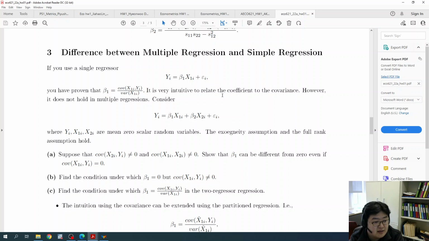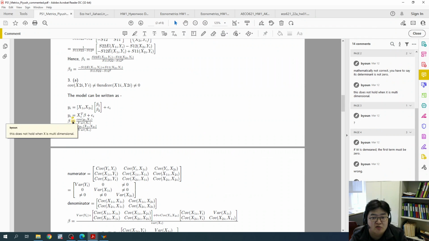One of the key points here is that many students seem to just memorize this formula, but this is not correct for multiple regression. That's the point. Exactly, that's the mistake by Piyushi here. Starting from here, he gets to a very complicated algebra because the formula is wrong. If you have more than one regressor, covariance is a matrix, so it's not well defined.